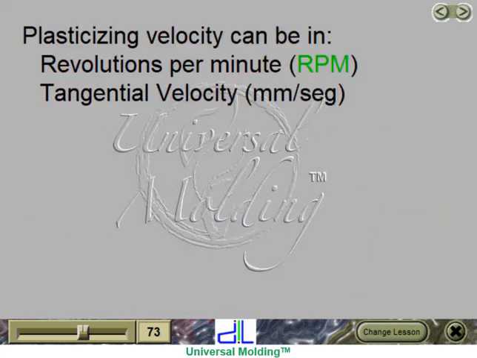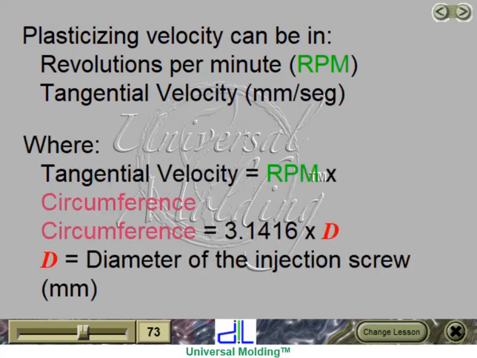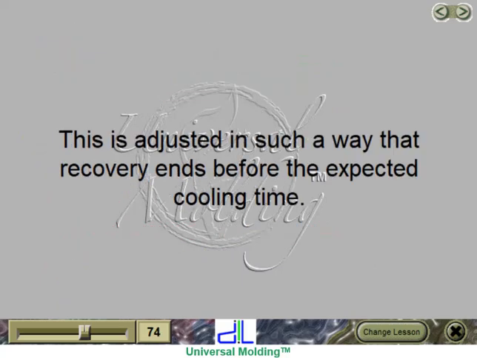Plasticizing velocity can be in revolutions per minute or RPM, and tangential velocity, in millimeters per second, where tangential velocity equals RPM times circumference. Circumference being pi times d, with d being the diameter of the injection screw in millimeters. This is adjusted in such a way that recovery ends before the expected cooling time.